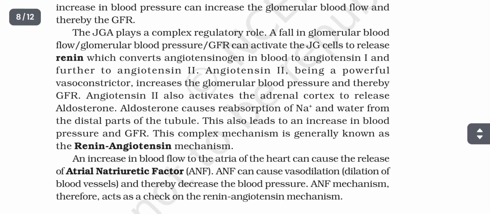The JGA plays a complex regulatory role. A fall in glomerular blood flow or glomerular blood pressure or GFR can activate the JG cells to release renin, which converts angiotensinogen in blood to angiotensin 1 and further to angiotensin 2. Angiotensin 2, being a powerful vasoconstrictor, increases the glomerular blood pressure and thereby GFR.